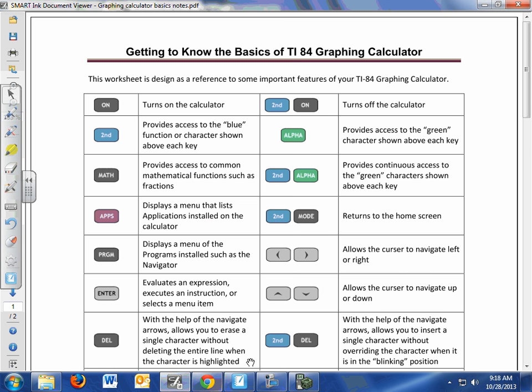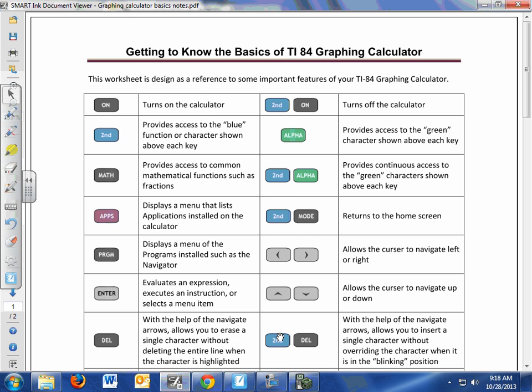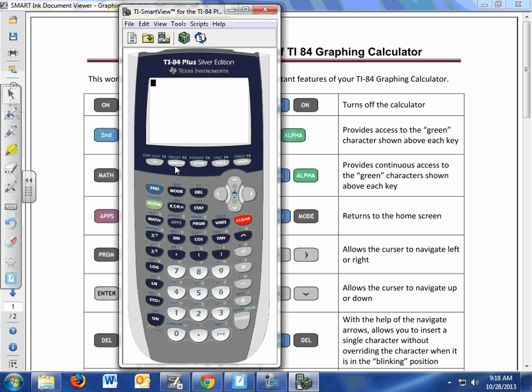Let's see. We have an apps button on our calculator. We won't use that much, but there are usually some programs in your calculator. Maybe we'll use it every once in a while. If you ever want to get out of something, say you accidentally pressed table or trace, and you want to go back to the home screen, you go second quit.